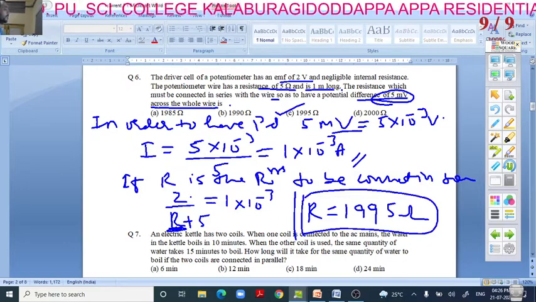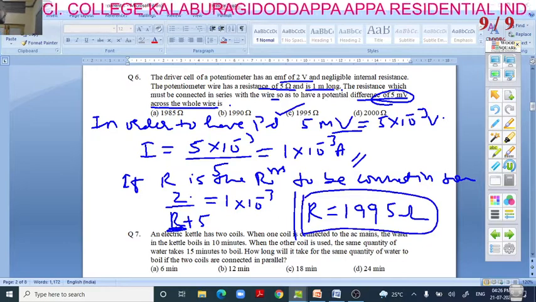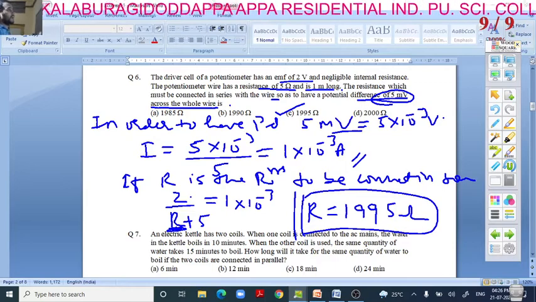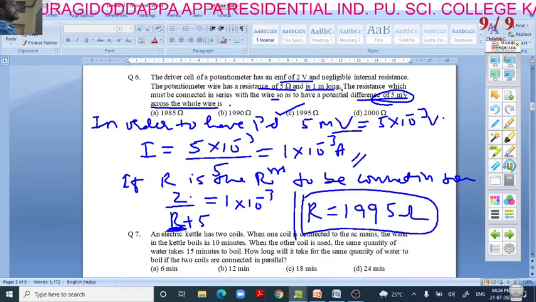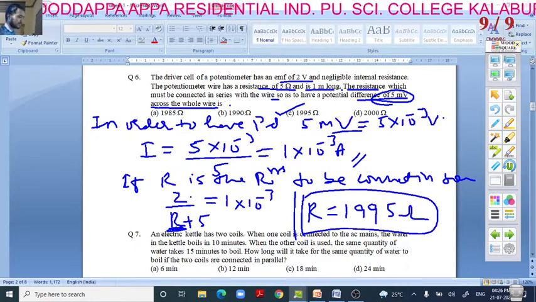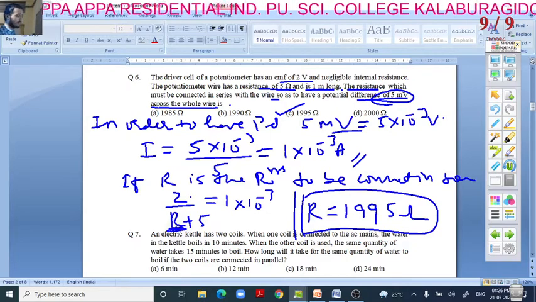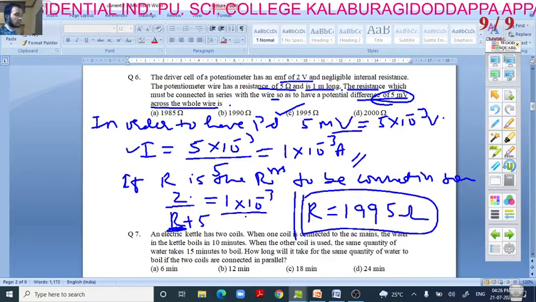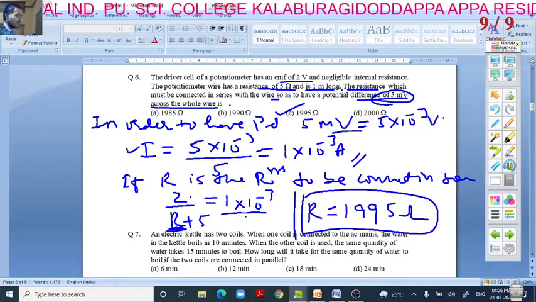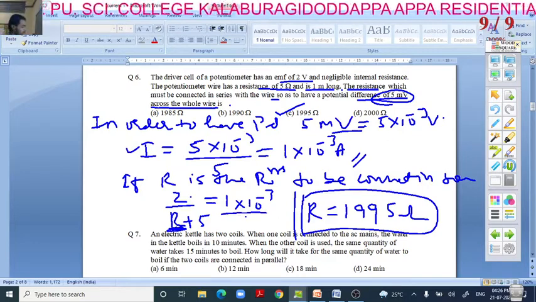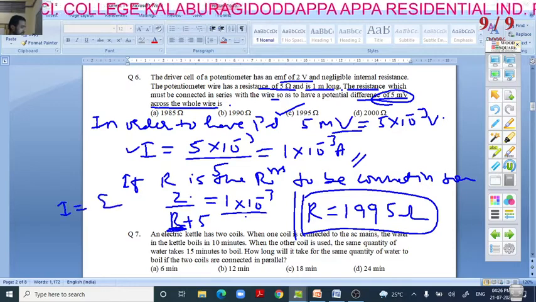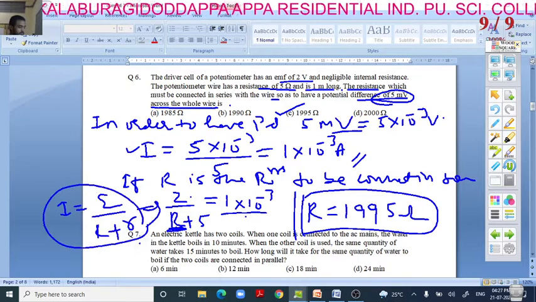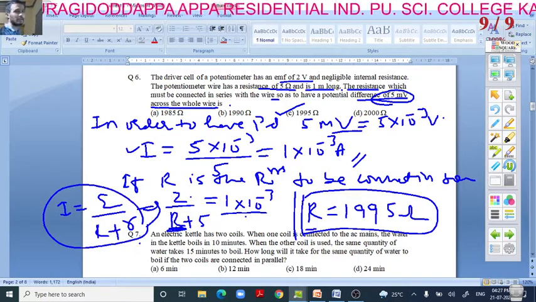I hope you are getting it. These are very simple and direct questions. Try to understand in an easy manner. Our aim is to find the resistance here. So for this, first I want the current. So first I have to find out the current, I is equal to. Then I have used this current in this formula, I is equal to E divided by R plus r, so this becomes R is equal to, right?